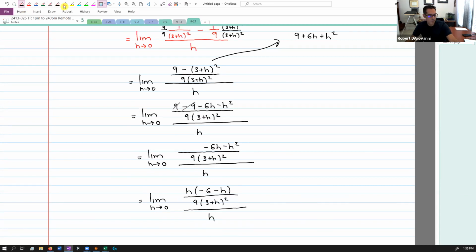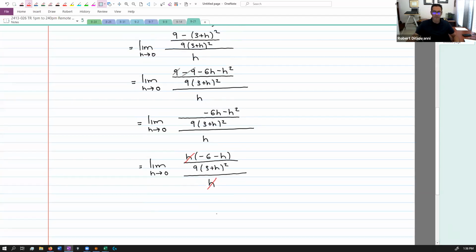And this is the point we were finally hoping to get to. This h and this h go away. So you get the limit, h goes to 0. See, my limit was there the whole time, isn't that great? Okay, -6 minus h on top, and then on the bottom, 9, and then 3 plus h squared.